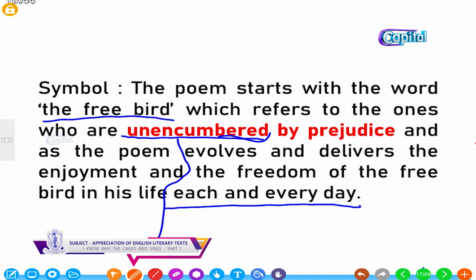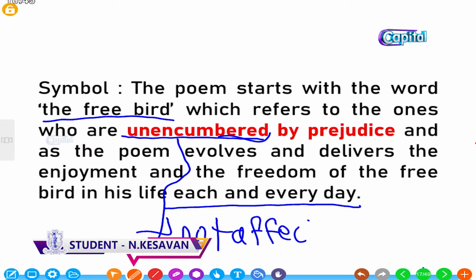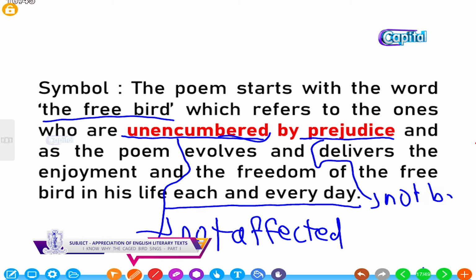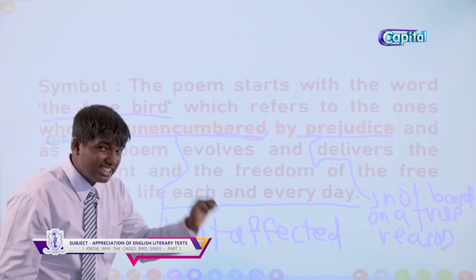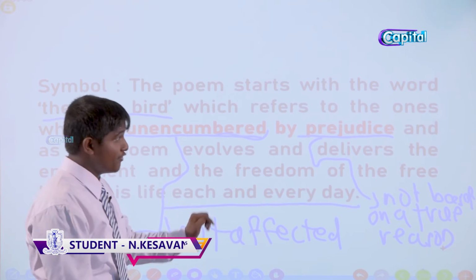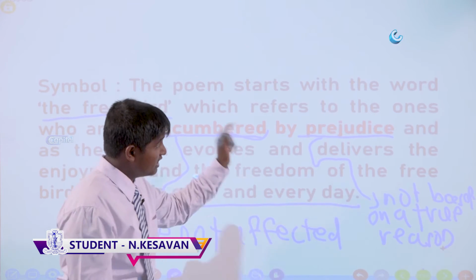Now, you all are wondering about these red words. Unencumbered means not affected, while prejudice means not based on a true reason. You can see the free bird refers to the ones who are unencumbered, who are not affected by this prejudice, what's happening to the Afro-Americans, not based on any reason.